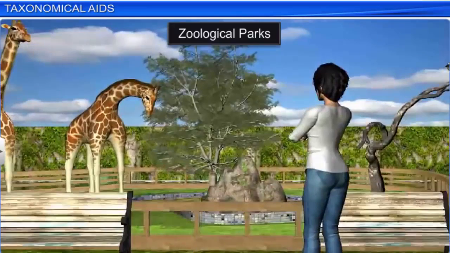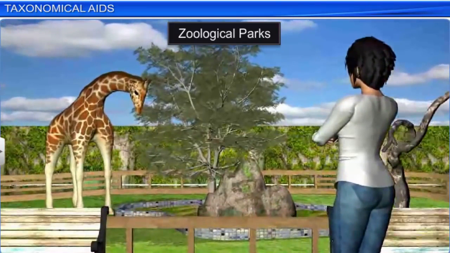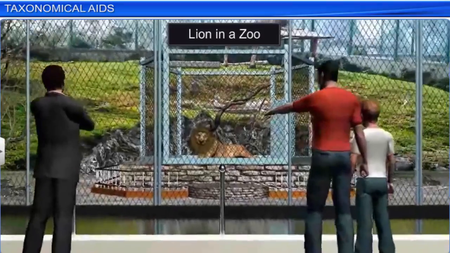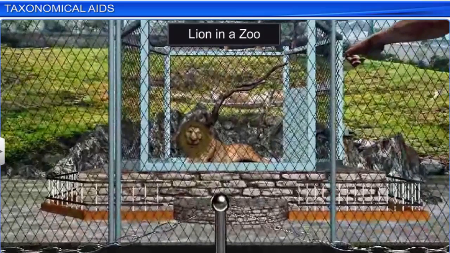Zoological parks or zoos also help in taxonomical studies. These places house wild animals in protected environments similar to their natural habitats, under human supervision. An animal's food habits and behavior can be studied here.